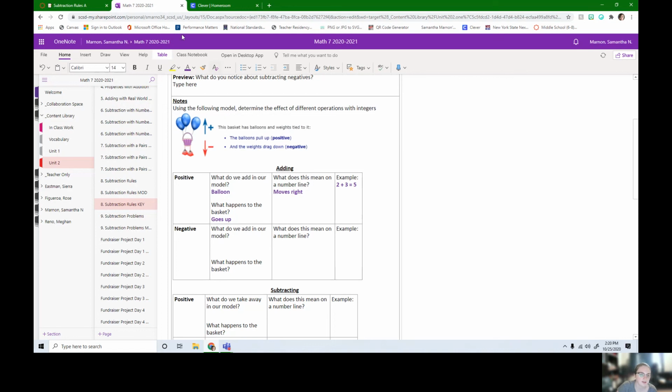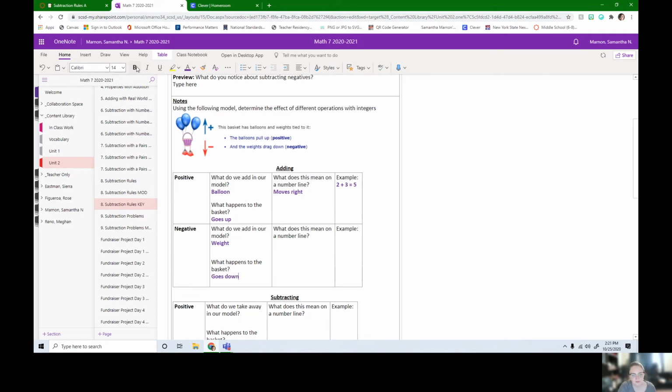Okay, you should have filled out the answers for adding a negative. When we are adding a negative, that's like adding a weight. We're adding a weight to the basket. What happens when you add that red negative weight to the basket? It goes down. What does that mean on the number line? That means it moves left. So adding a negative moves left on the number line. We also knew adding a positive moves right. This is what we've already been working on for the last 2 weeks.